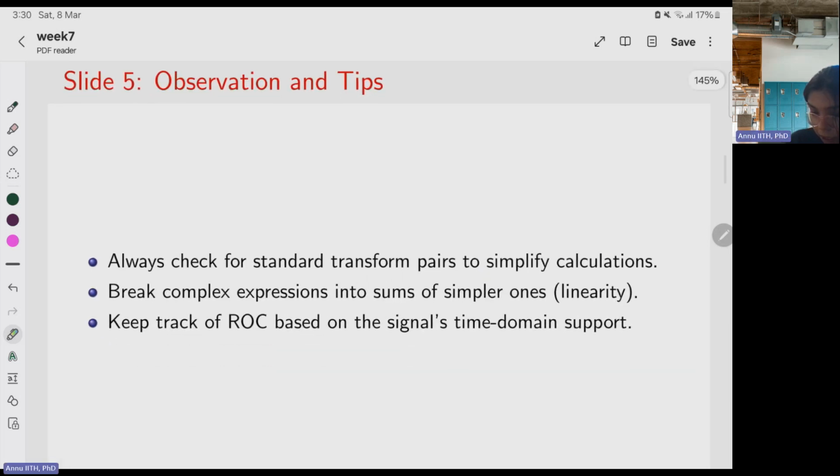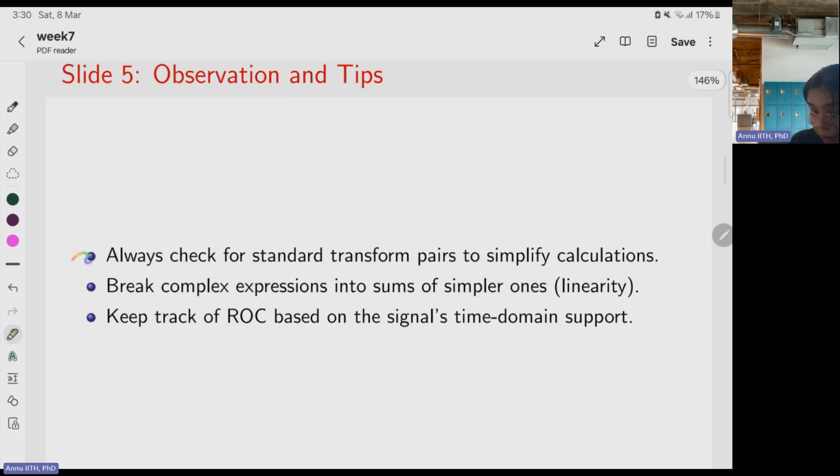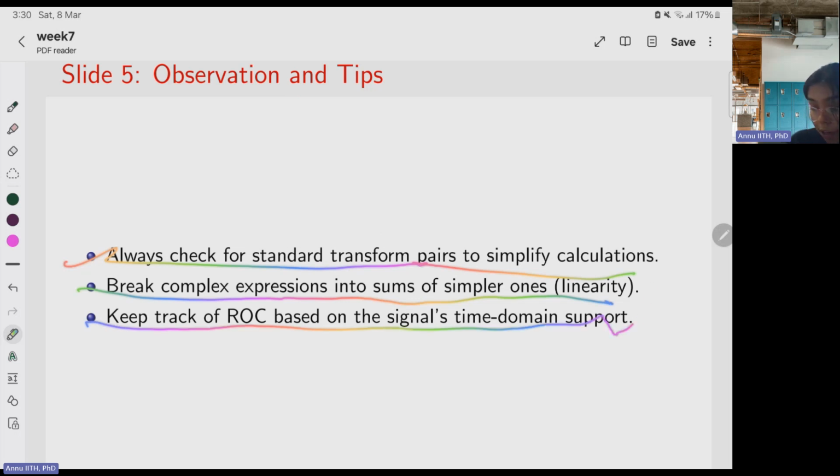So what are some observation tips? Always check for the standard transform pairs to simplify calculations. Break one complex expression into a sum of simpler ones, that is linearity. Keep track of the ROC based on the signal's time domain input. The first step is very, very important. Then second, then third.